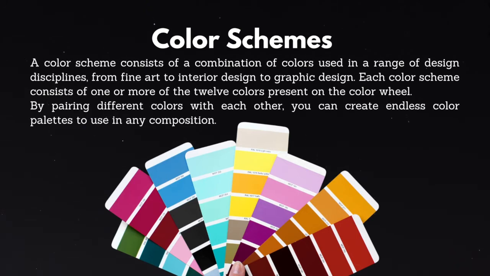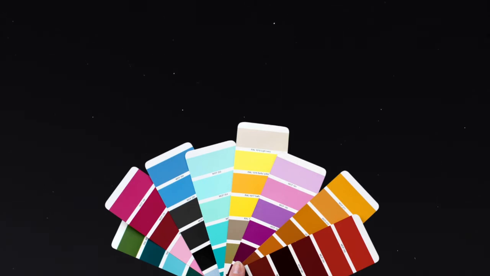Each color scheme consists of one or more of the 12 colors present on the color wheel. By pairing different colors with each other, you can create endless color palettes to use in any composition. Different color combinations evoke different moods or tones by using color theory or color psychology. Thinking of a color palette for your work can be overwhelming and time-consuming.